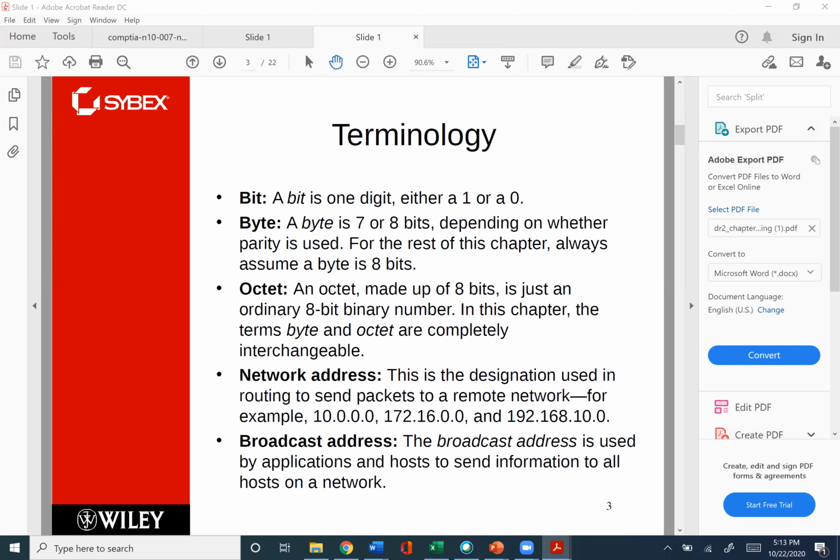So what's a network address, if I ask you guys? Don't read that. What's a network address? What defines a device in the network? What defines it?